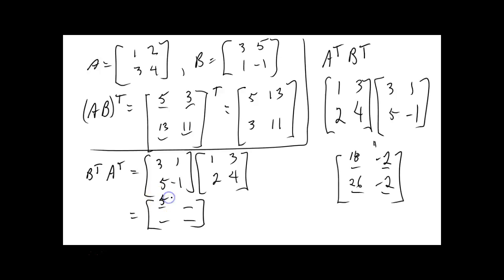5. 13. 3. 11. And guess what? It's exactly that. So what this is suggesting, not said for sure, is that AB transpose is the same as the reverse, B transpose A transpose. So you don't just carry the transpose across.